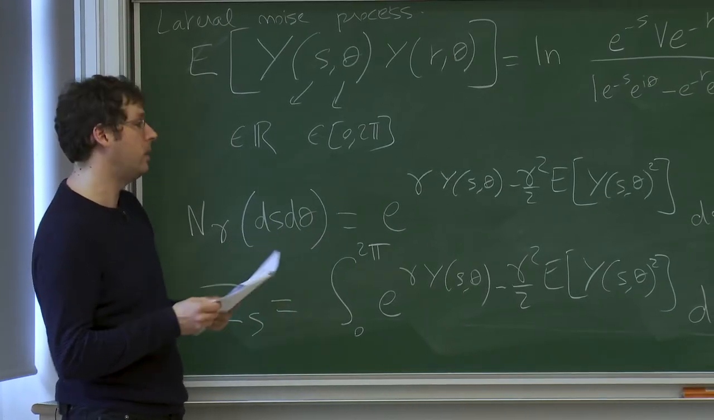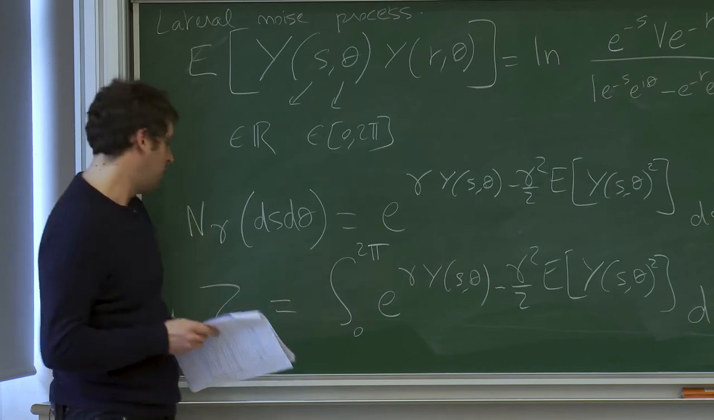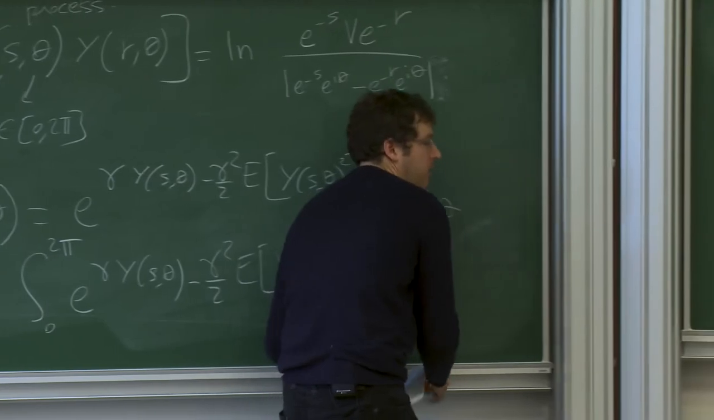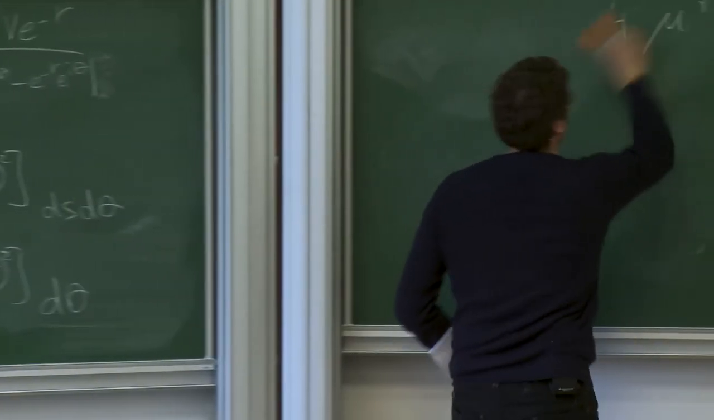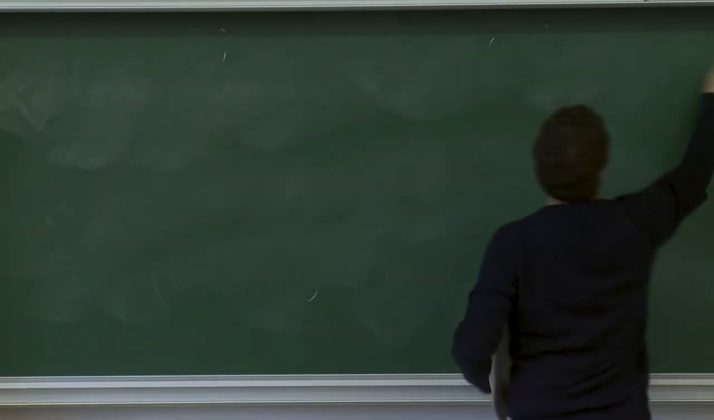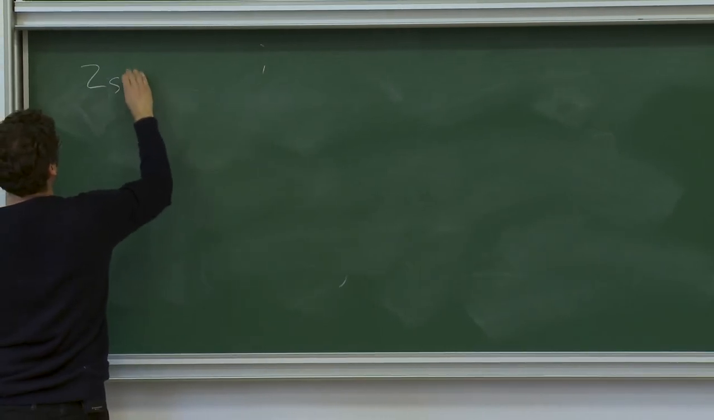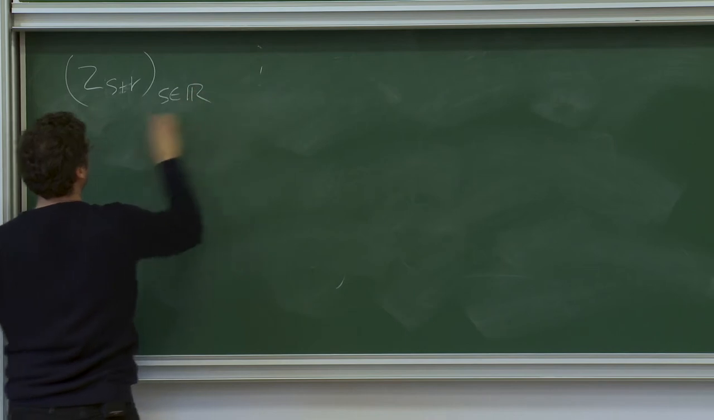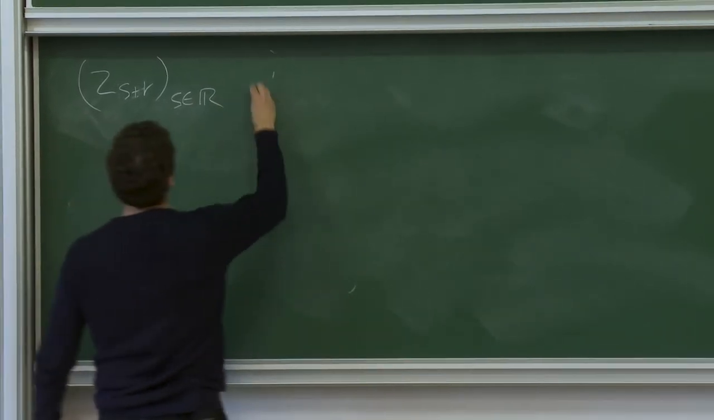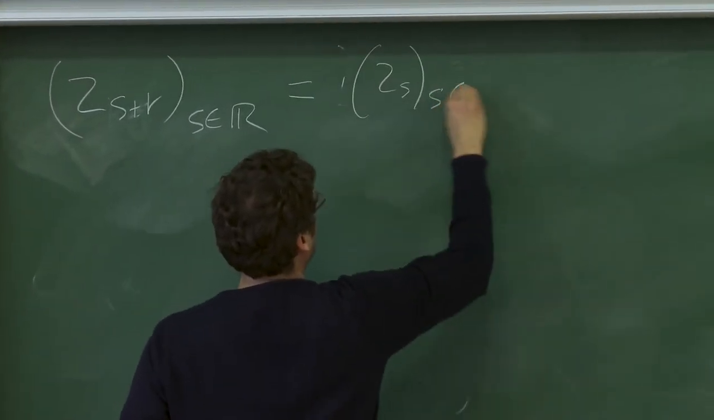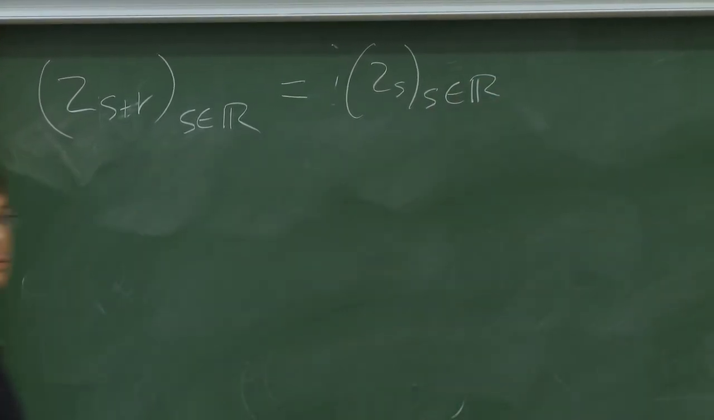And a very important property of this, with my abuse of notation as if it were a random function, it's a random generalized function, so let me keep my alpha, is that it's stationary. So if I translate this guy on the cylinder, it has the same distribution.